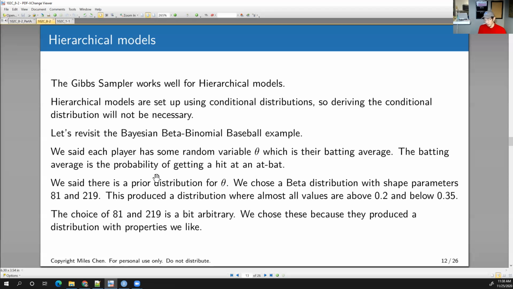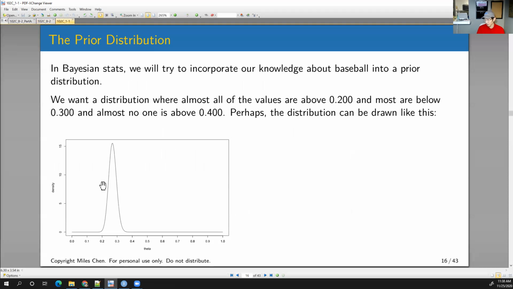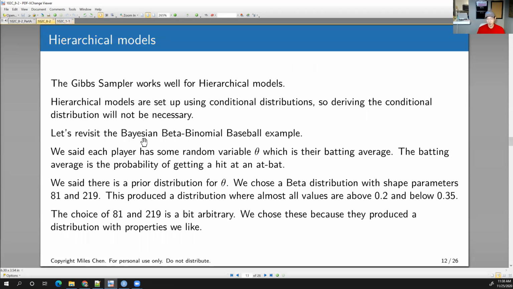Okay, and what we did, if we go all the way back to lecture 1-1, we said this was our prior distribution for theta, in that almost all of the values are going to be above 0.2, and almost all the values are going to be below 0.35. Because that's what we said. If you study baseball statistics, basically if you have a batting average below 0.2, you're going to get cut from the team. So nobody should have a batting average below 0.2. And the greatest batting average of all time is around 0.366, and really having a batting average above 0.3 is quite challenging to do.